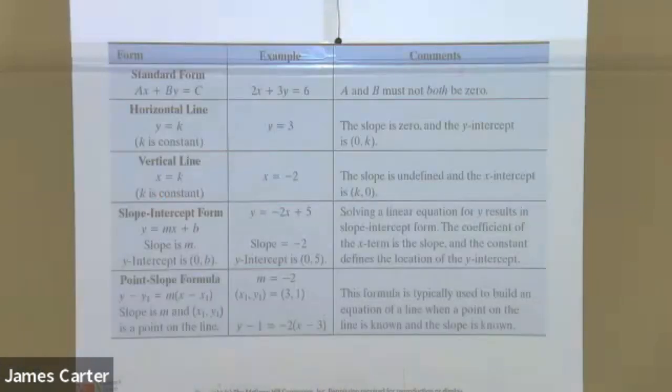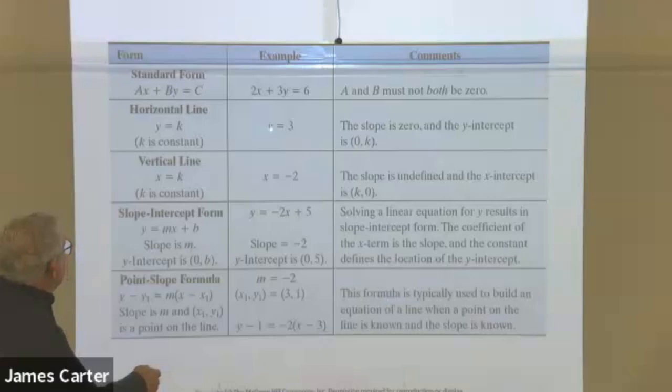Now, here's a summary for you. Standard form. I suggest you take a picture of this one. Horizontal line, we define it by what y always is. A vertical line, we define it by what x always is. Here, the slope is 0. Here, on a vertical line, the slope is undefined. And the y-intercept is whatever this is, 0.